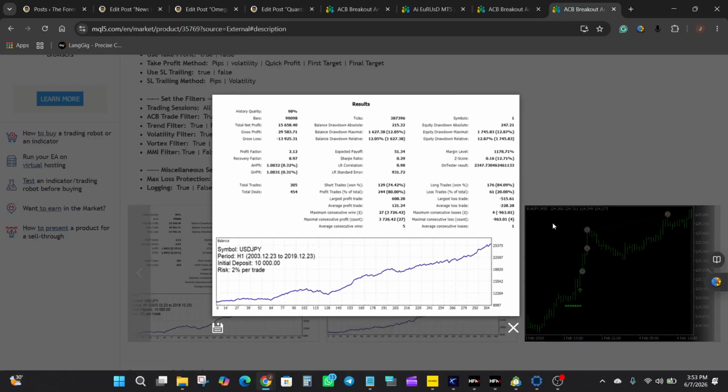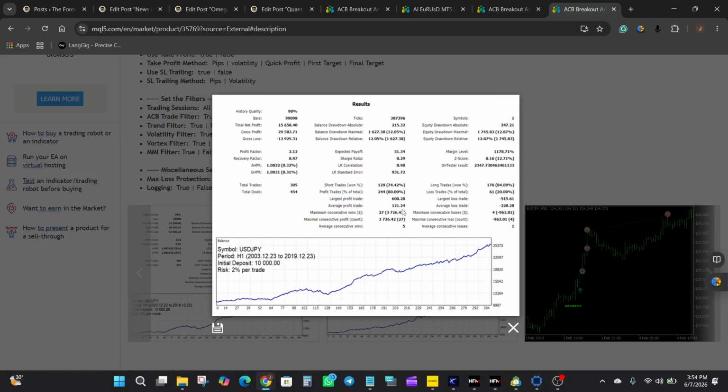and we can also see that the period here was H1, 2003 to 2019. Initial deposit was $10,000, 2% risk per trade, and we had the history quality as 98%, and the total net profit was over $15,000, and there were 305 trades taken, with 129 short trades with 74.42% win rate, and the long trades were 176 with 84.09% win rate. The largest profit was 608.28, largest loss was 515.61.